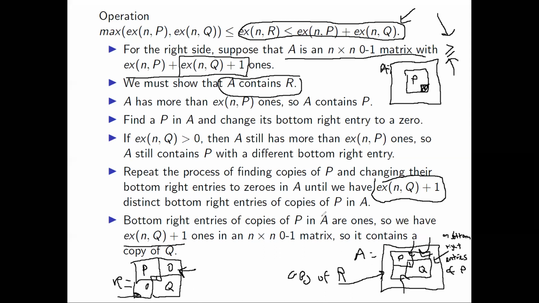We have that A contains R, and that's what we wanted to show. We just want to show that A contains R because A had too many ones. So to avoid R, we must have fewer ones than that. We must have at most ex(n, P) plus ex(n, Q) ones. And that's how we get this upper bound. So that's all we have to prove to show this whole operation.